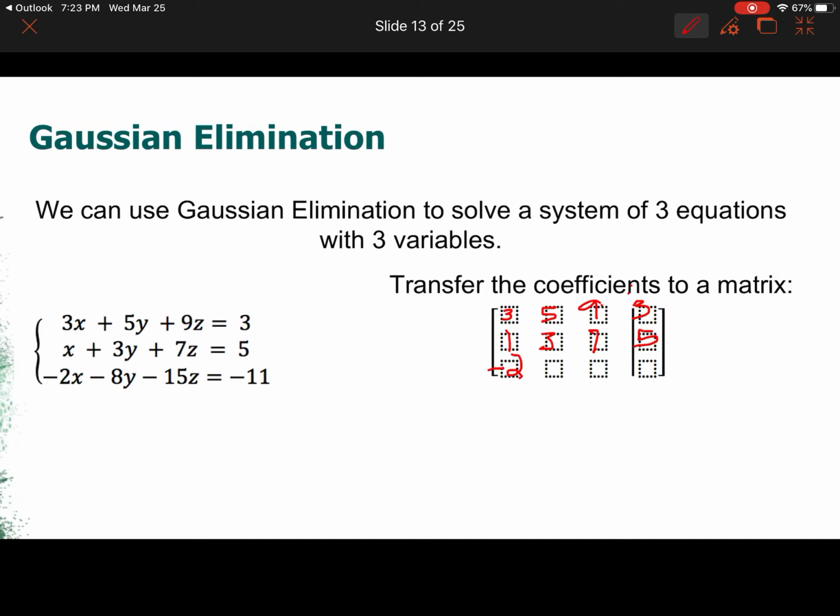So in every case, the x's are in the first column, the y's are in the second column, the z's are in the third column, and the answers are in the fourth column.